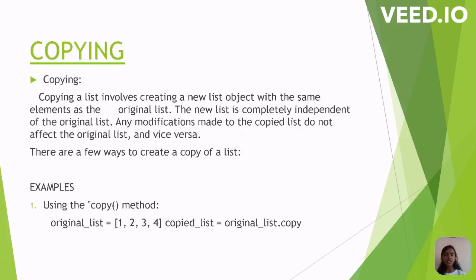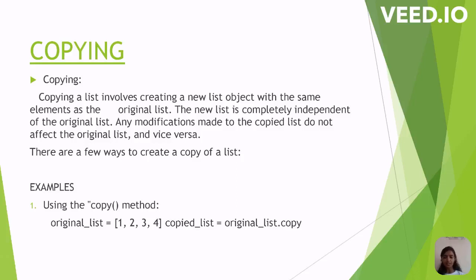Now we are going to study in detail about copying. Copying a list involves creating a new list object with the same elements as the original list. The new list is completely independent of the original list. Any modification made to the copied list does not affect the original list and vice versa. Cloning means creating a new list with the same elements of an existing list. This can be done using slicing, the copy method, or the list constructor. When changes are made to the cloned list, it does not affect the original list. A cloned list is nothing but a copied list.